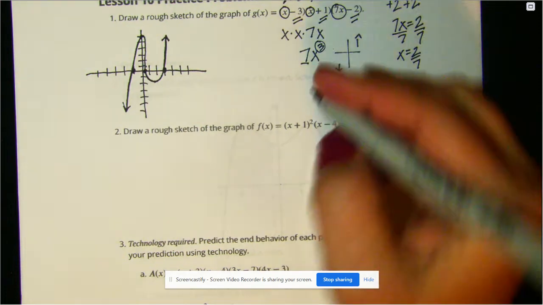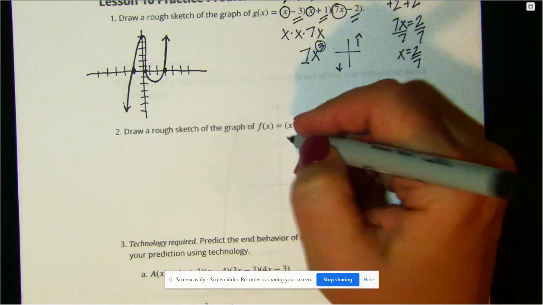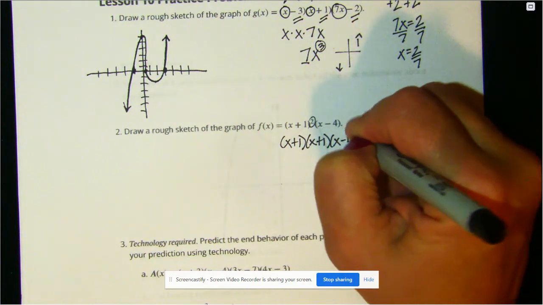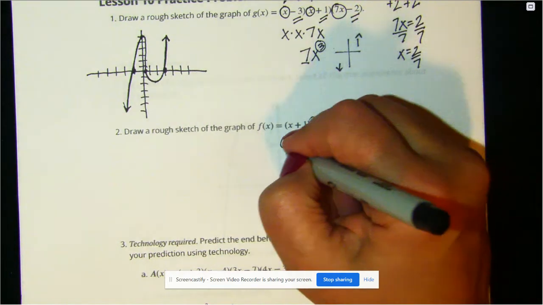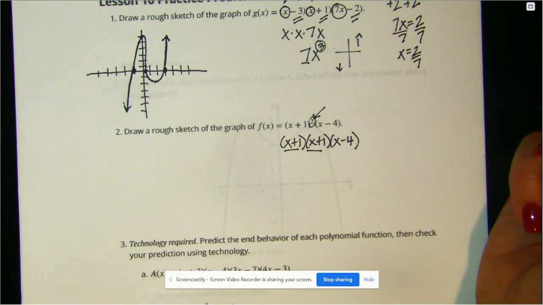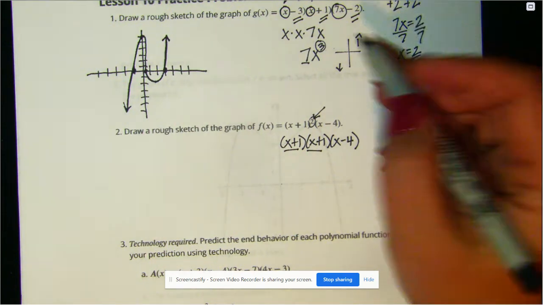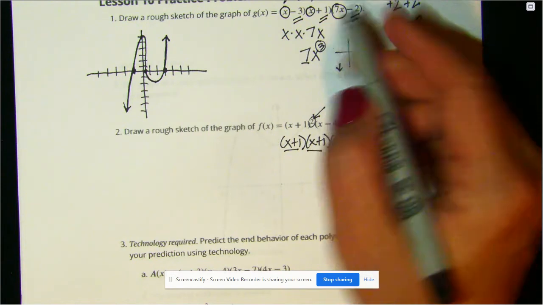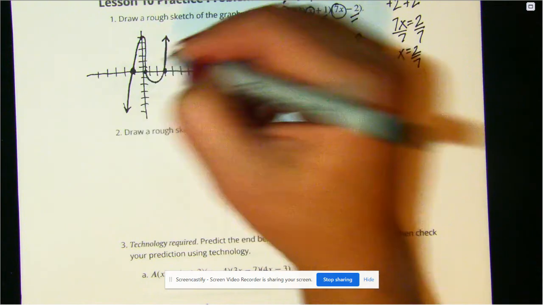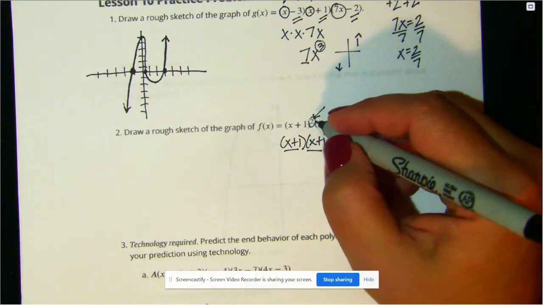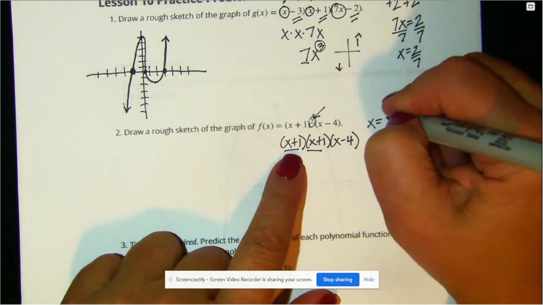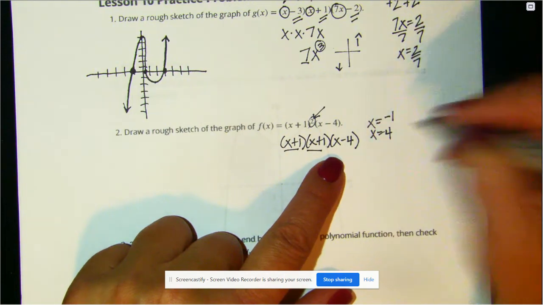So I'm going to do the same thing now. What does this squared mean? This means it's twice. Today we learned about multiplicity. When a polynomial has a factor 2 times, it behaves in a certain way. If the factor only occurs once, or it occurs an odd amount of times, it goes through that number. If it occurs an even amount of times, it bounces at that number. So I know this thing touches at -1 and 4.